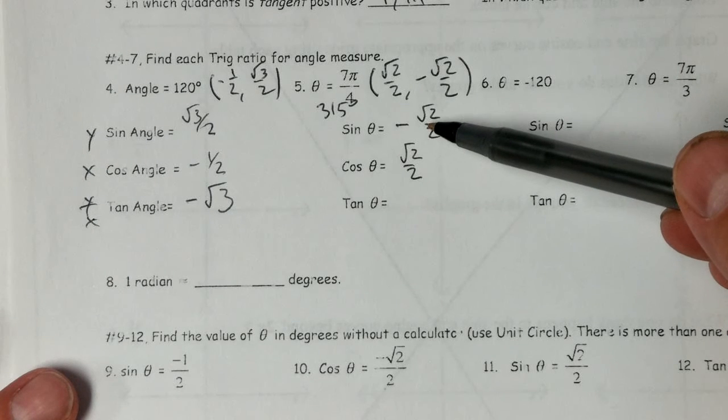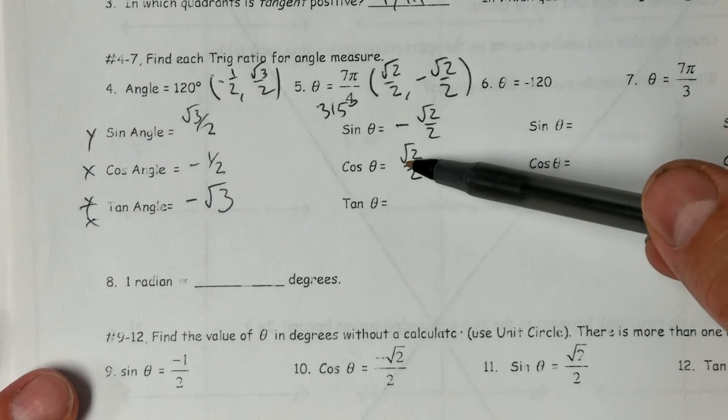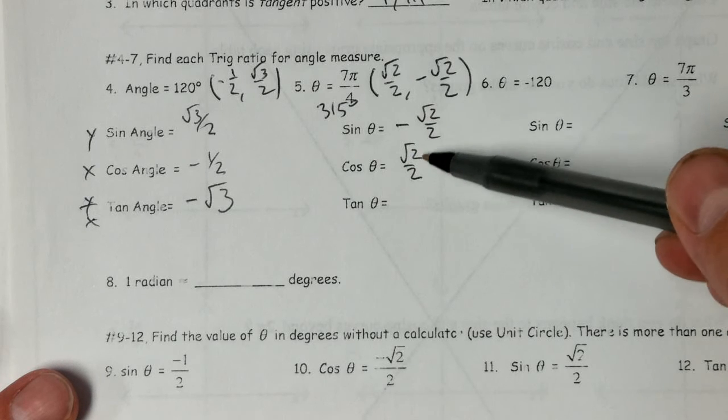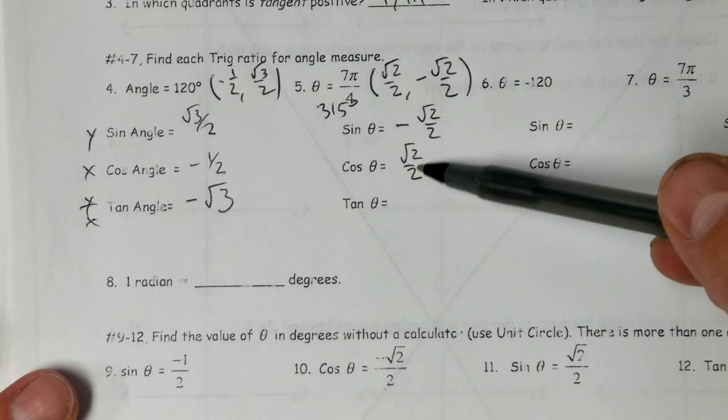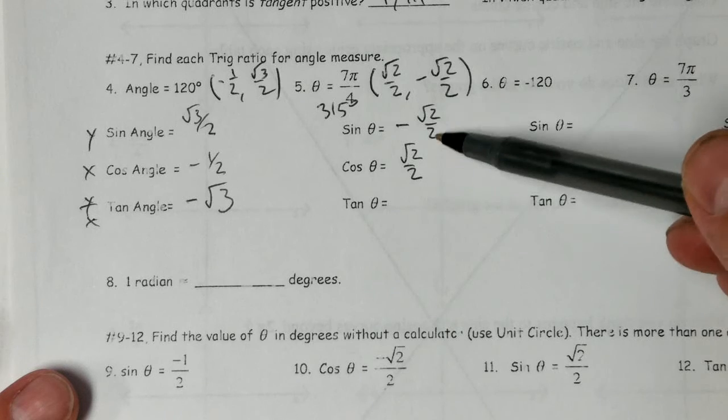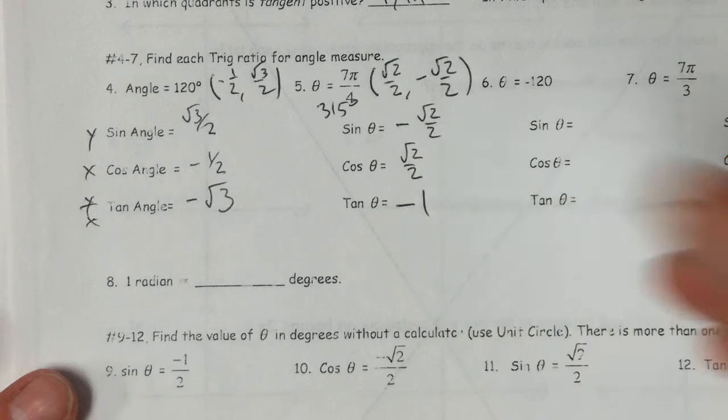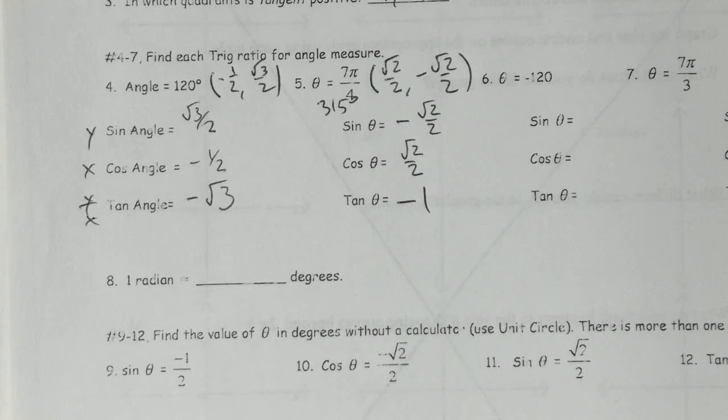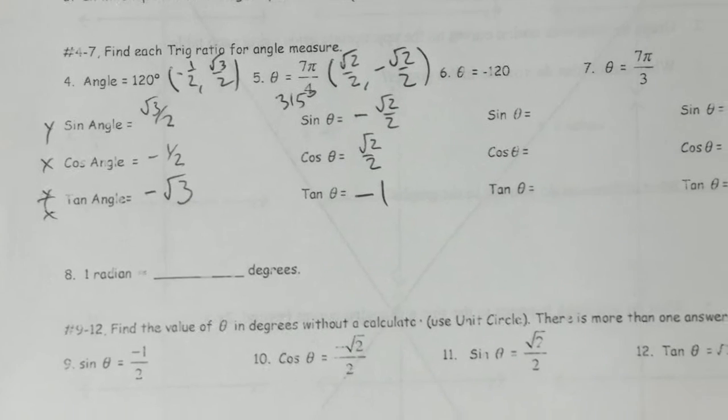Tangent would be when it's the top one divided by this one. So your 2's cancel, and then you're left with just the same thing except for one of them's negative. So it's negative 1. They're identical except for the negative sign, so it's negative 1.